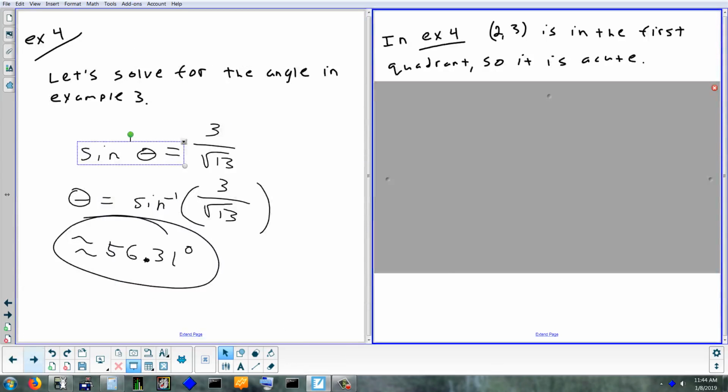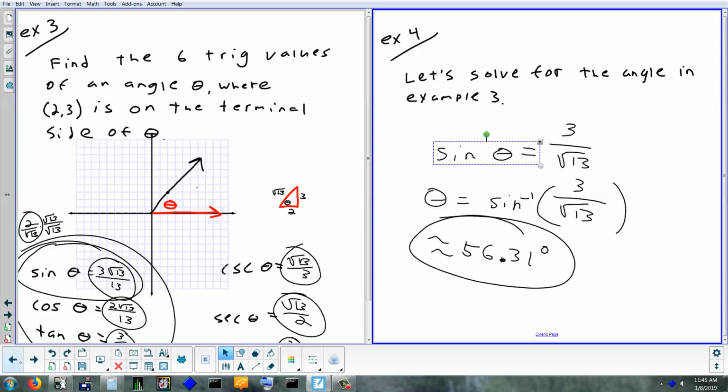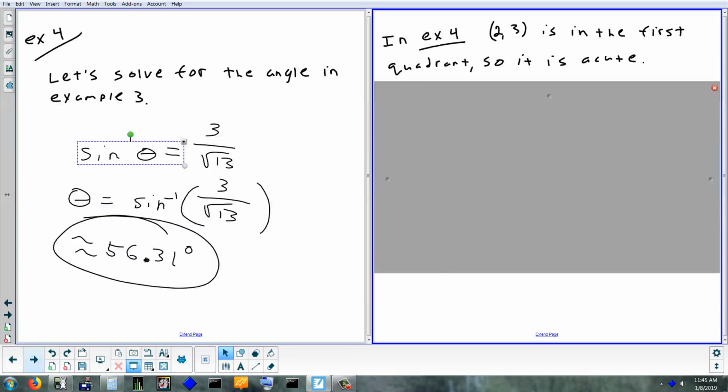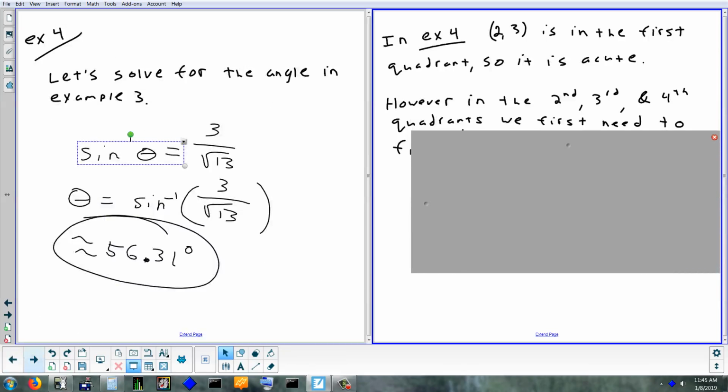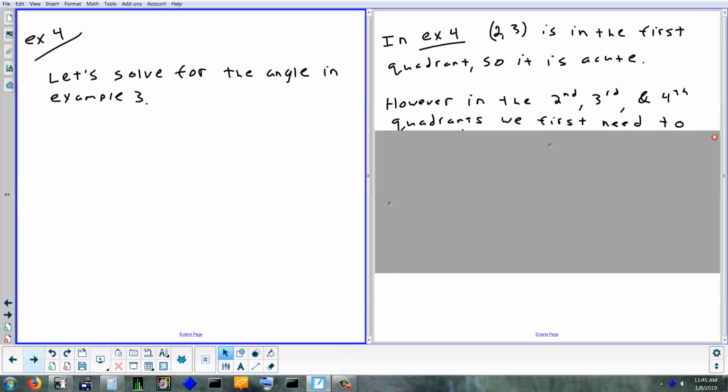So when we solved for that angle, it was in quadrant 1. We already knew that by looking at the picture. So it's one step. 56.3 degrees, you're done. But if it's in quadrants 2, 3, or 4, you're not done. You have to do a little arithmetic. You have to add or subtract something. Okay, and I'll show you why.